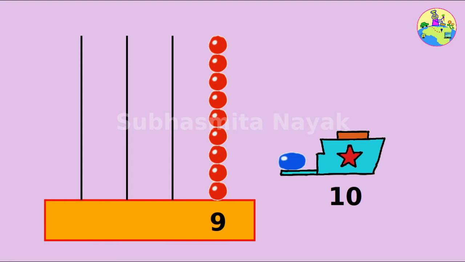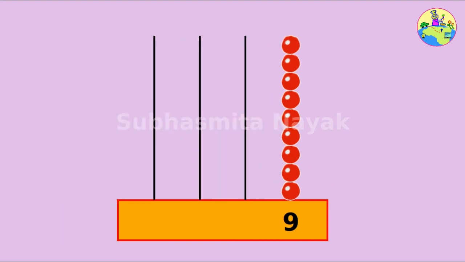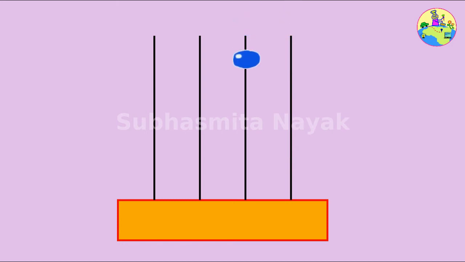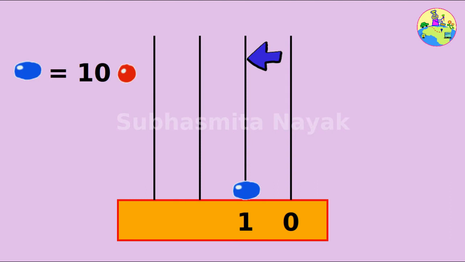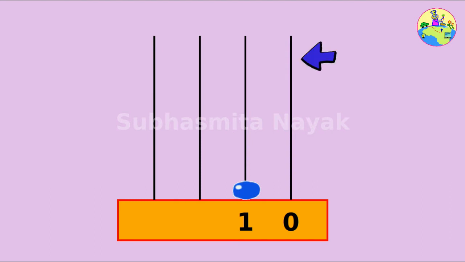Let's keep this in mind and go back to our abacus. We were at 9. Now to make 10, instead of adding one small bead here and make it 10 beads, I will keep one big bead like this. And this rod is called tens place. Here each big bead is equal to 10 beads and this rod is called ones place, since one bead represents only 1.